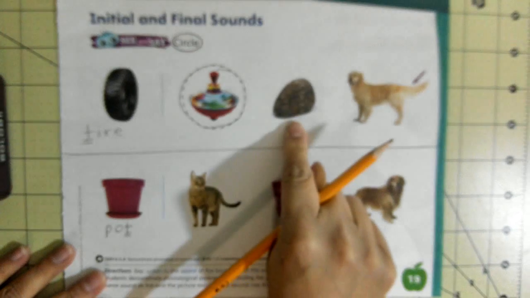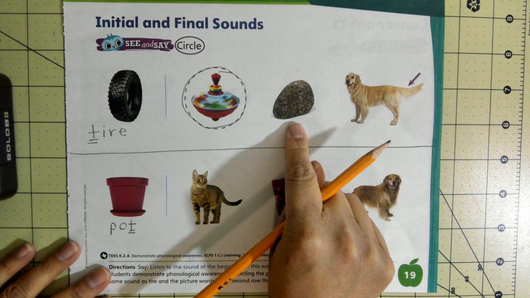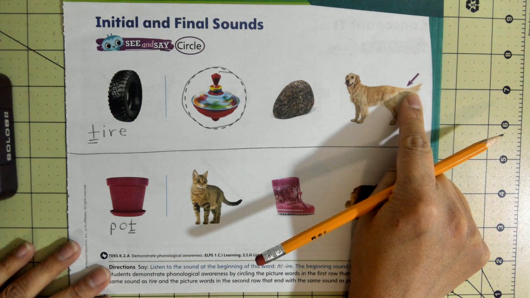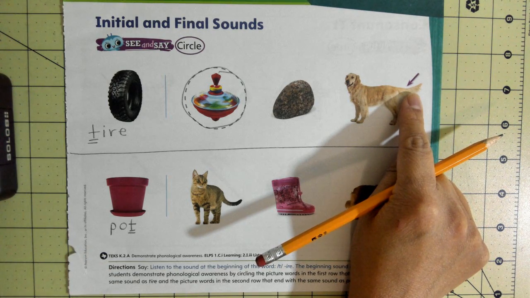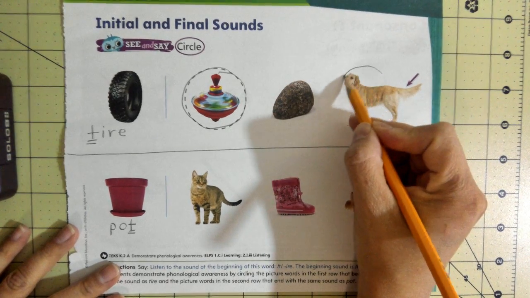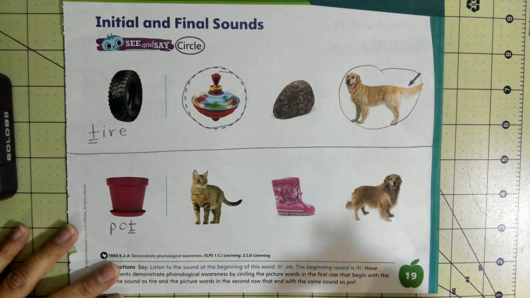Let's look at the next one. Rock. What's the first sound we hear in rock? Right, it's r, so we will not circle this one. Let's look at the next one. It's pointing to the dog's tail. Tail. What's the first sound we hear in tail? Very good, it's T. So we're going to circle this one.